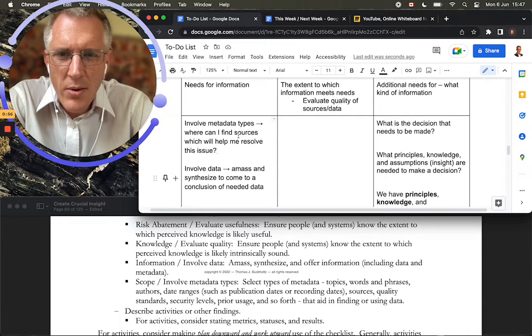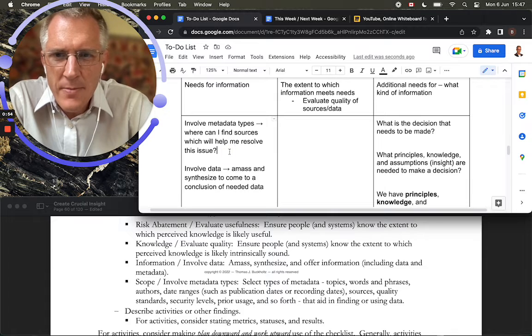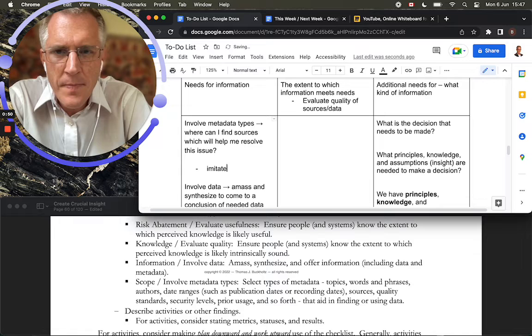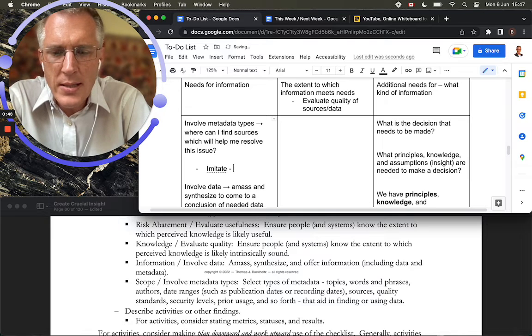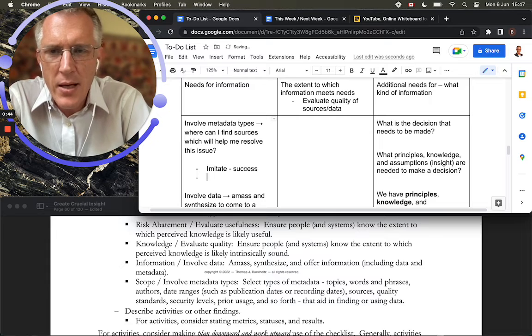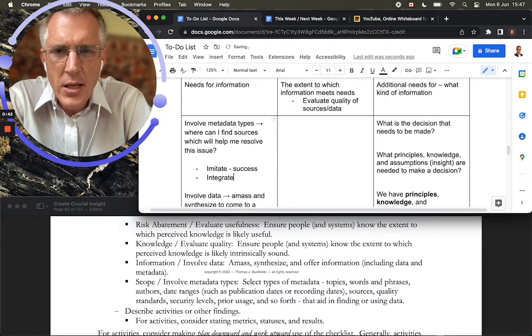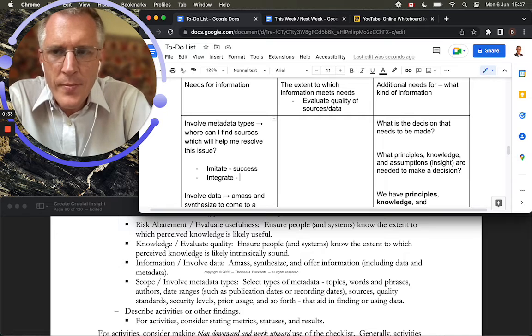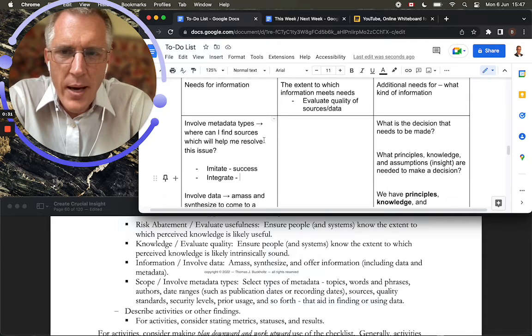Now, what am I talking about here? Am I talking about imitate? Like who else can successfully do this? How do other successful people do that? Are we talking about integrate?